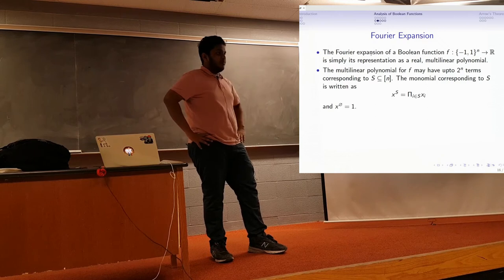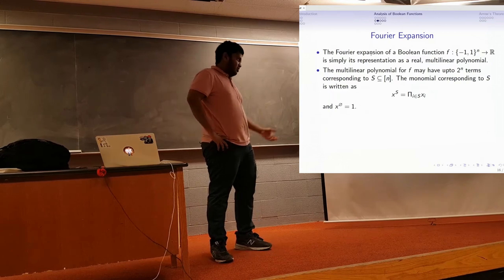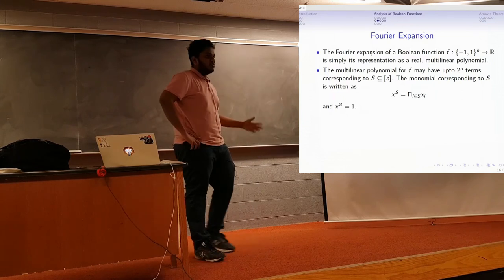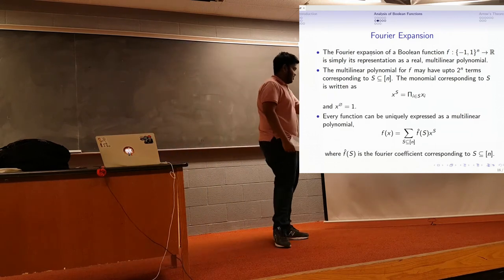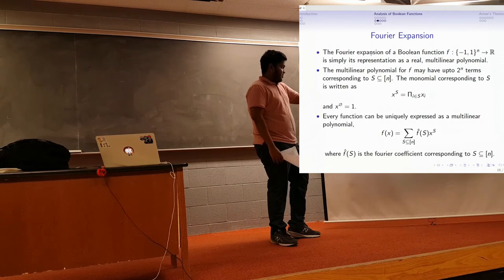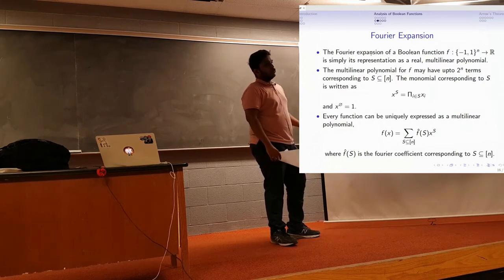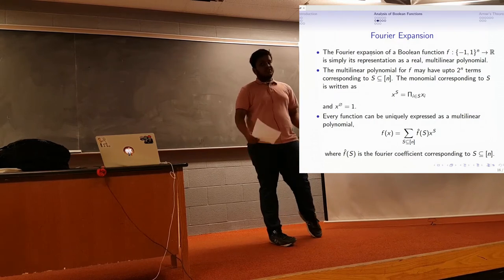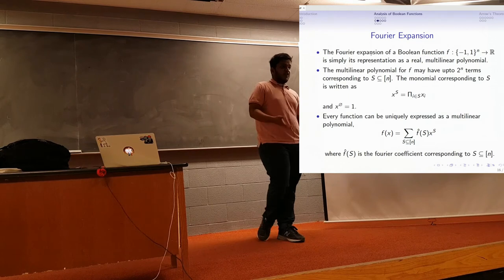I'll explain the 2 to the power n part later, that's fine. Just the monomial corresponding to that, and the empty monomial, the monomial corresponding to the empty set, is 1. So now we can prove that every function can be written in the form some coefficient times these monomials, summed over all the subsets of n. So there are exactly 2 to the power n monomials and 2 to the power n coefficients, and we just call these coefficients f hat s, and they're called the Fourier coefficients corresponding to the set s for f.